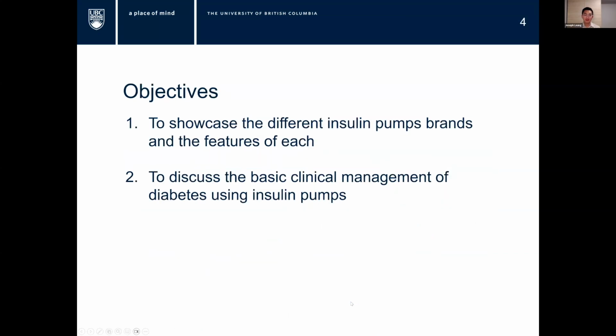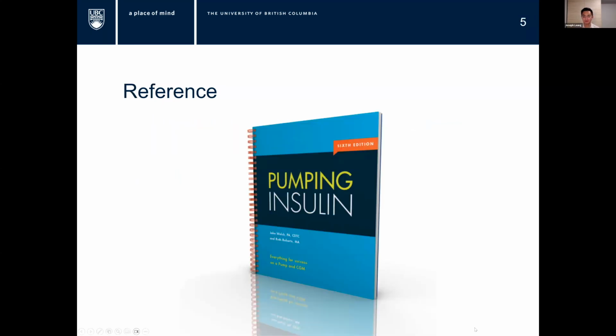So the objectives of this talk are to showcase the different brands of insulin pumps and also some of the features of each of them. And in the second part of the talk, we're going to talk about the basic clinical management of diabetes using insulin pumps. Before I go any further, I would like to bring up this reference called Pumping Insulin. It is a book that a lot of this material is taken from. And so if you have a chance or you want to learn more, you can search up this book and read through some of the more details that it gets into as well.